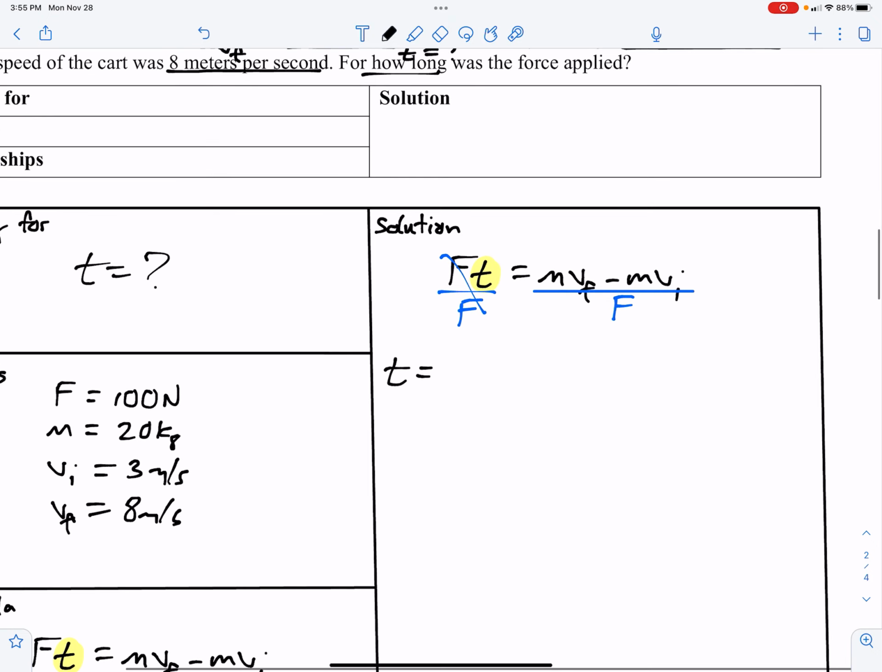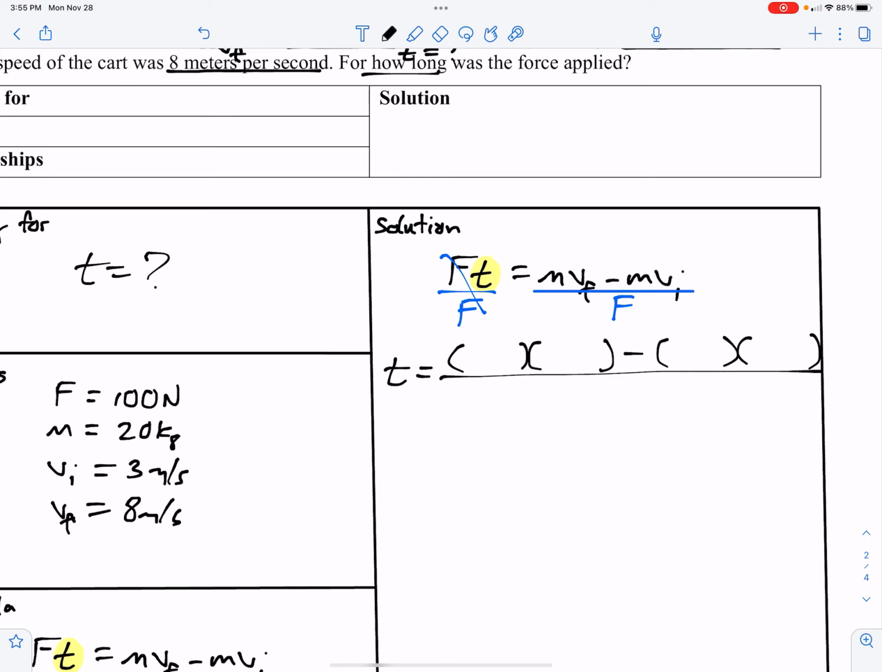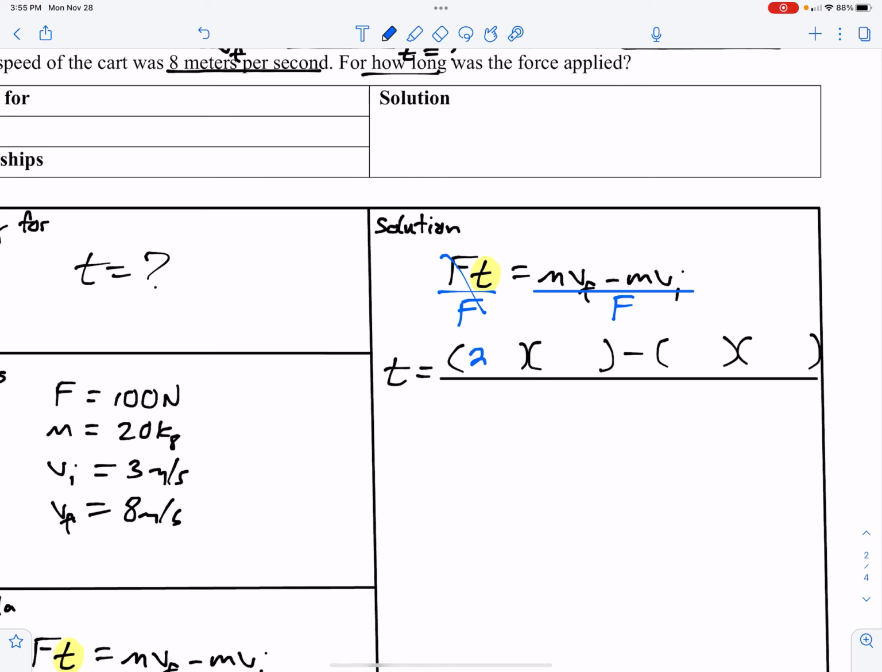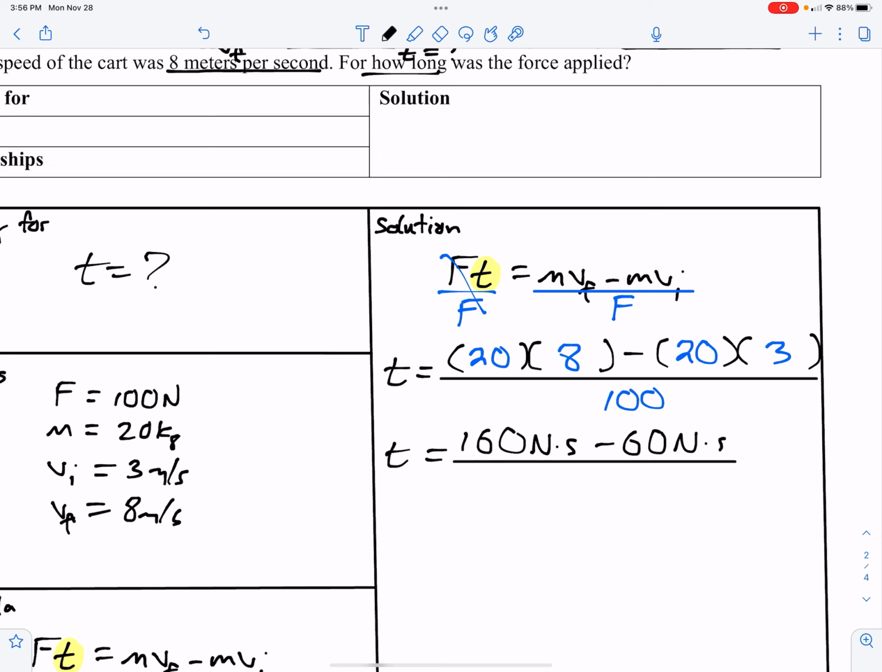Okay, let's go see what we're going to plug in here. For mass, we're going to be plugging in 20 times the final speed, which is 8, minus 20 kilograms times the initial speed, which is 3, divided by the force, which is 100. Break down this calculation here. We have 160 Newton seconds minus 60 Newton seconds over 100 newtons. That would be 160 minus 60 is 100 Newton seconds divided by 100 newtons.